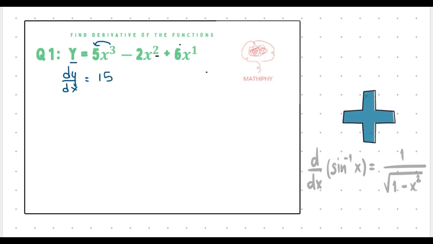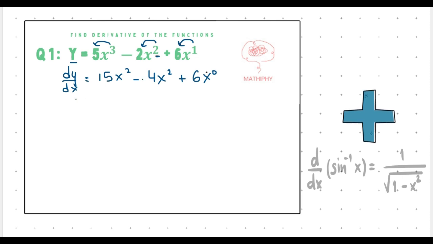So 5 times 3 is 15, and after multiplying it we subtract one from the exponent, so 3 minus 1 would be 2. Doing the same thing again, we multiply the exponent with the coefficient, so 2 times 2 is 4, and then we subtract one from the exponent, so 2 minus 1 is 1. Again the same thing, multiply the exponent with the coefficient. 1 times 6 is 6, and then we subtract one from 1, that would be 0.